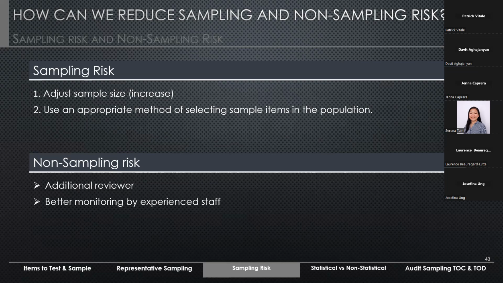Okay, I had that in my quiz. It was like, what are the non-sampling risk measures you could take to reduce it? Well, you could add additional reviewers, so you get more people on the team, or you get better monitoring by experienced staff. So instead of getting just an associate, you get a partner to review everything.